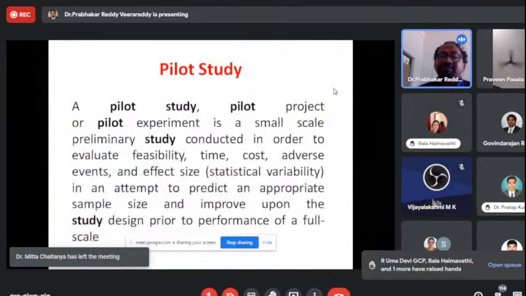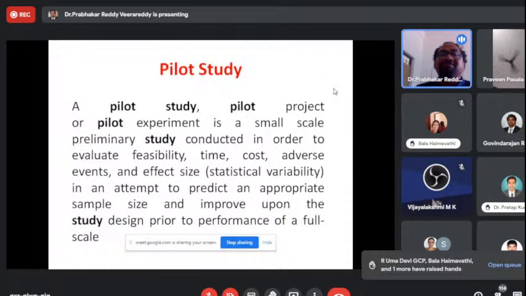A pilot study, pilot project or pilot experiment is a small scale study conducted in order to evaluate feasibility, time, cost, adverse events, and effect size. Small scale will do. If it is successful, we'll go for larger scale.